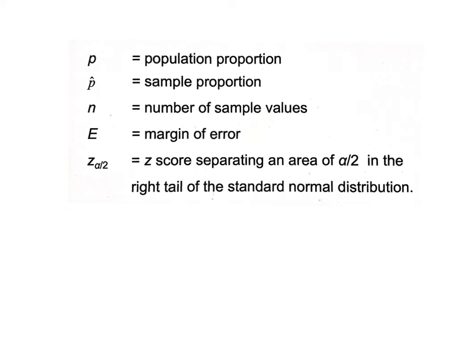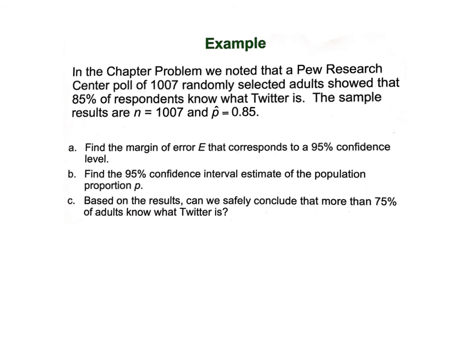All right, just a quick review of what all the letters stand for. P with no hat is population proportion, P hat is sample proportion, N is how many sample values there were, E, big E, is margin of error, and Z-crit is the Z-score with the area to the right of alpha over 2 in the right tail. All right, here's a quick example.